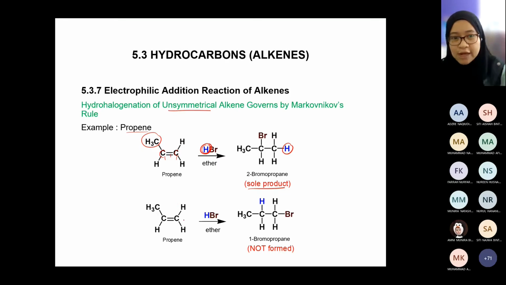Not for this one. Why? Let's look at the plan. Probability number 1: H will be added at carbon number 1, Br will be added at carbon number 2. Probability number 2: we might think it is the other way around, Br sits at carbon number 1 and H will be placed at carbon number 2. But in reality, this is not possible. This product will not be formed.